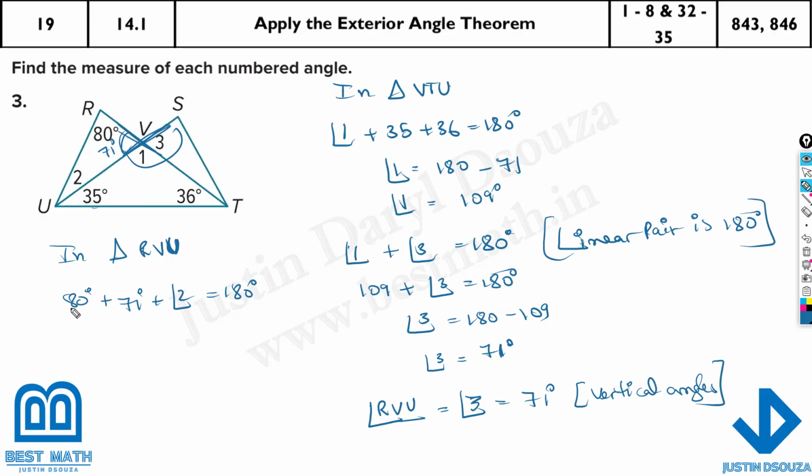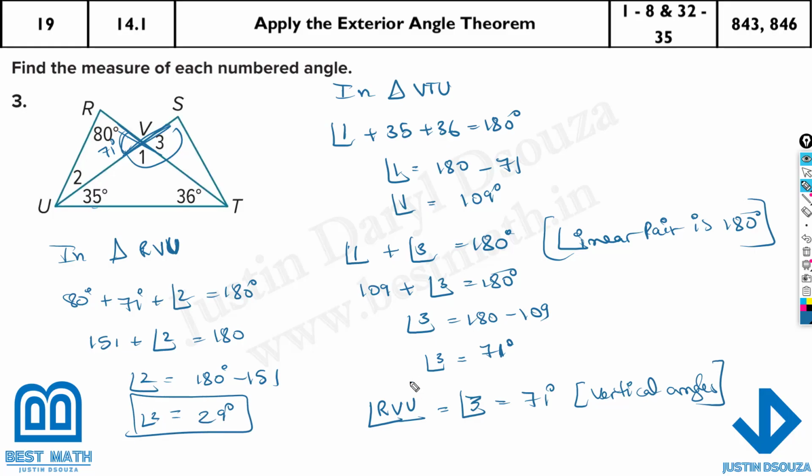So let me add this up. It's going to be 151 plus measure of angle 2 is equal to 180 degrees. So measure of angle 2 will be 180 degrees minus 151. That's 30 minus 1. That's 29 degrees is the answer. So that is measure of angle 2.